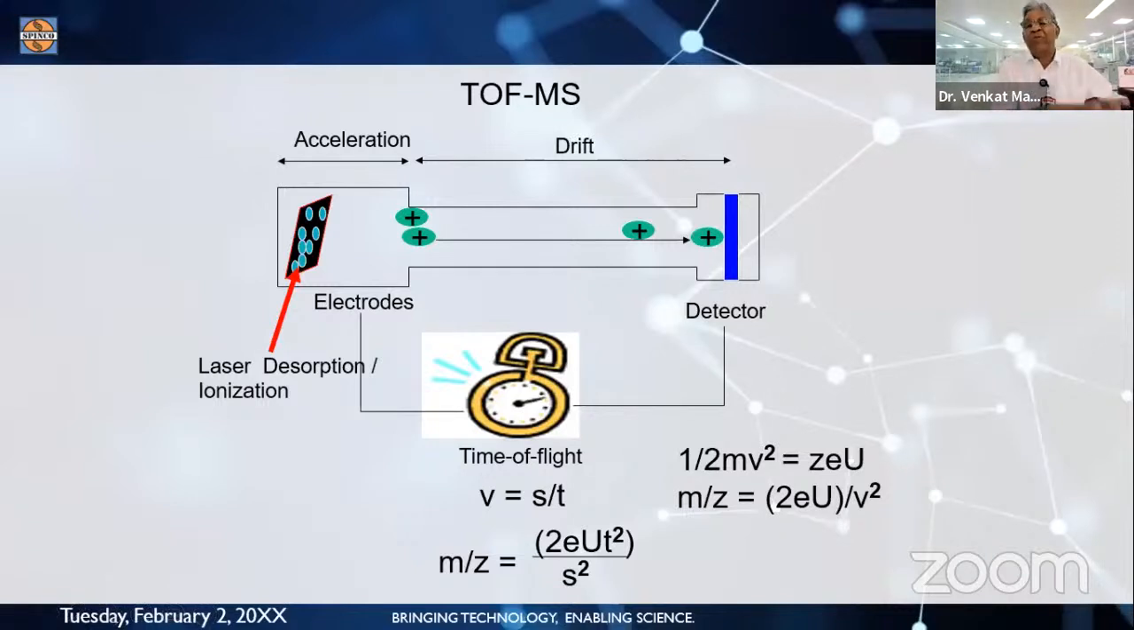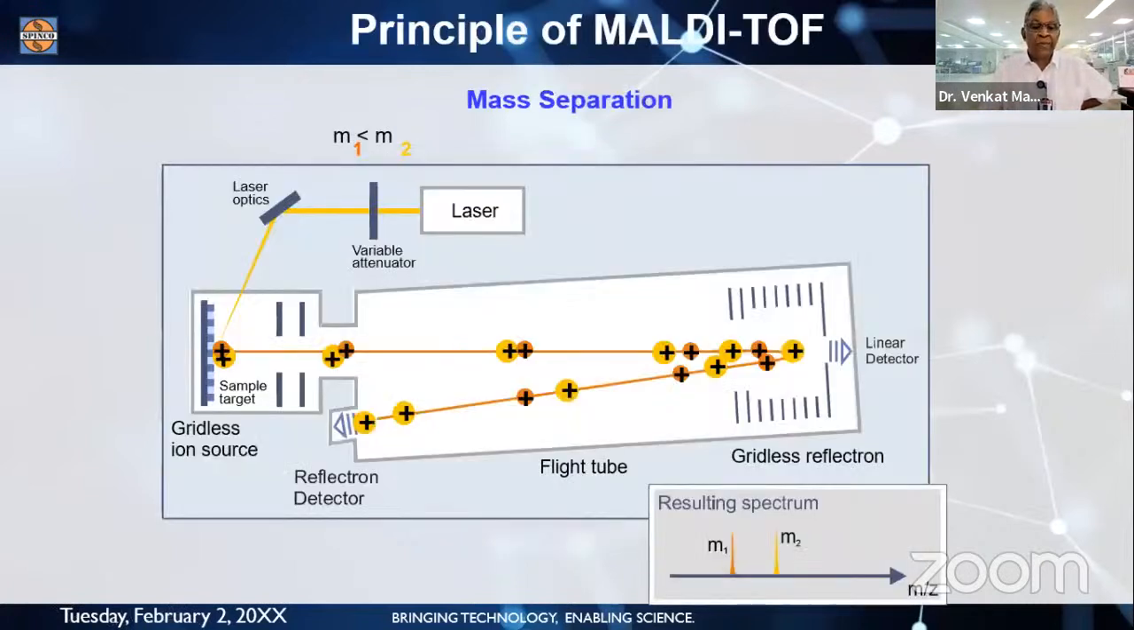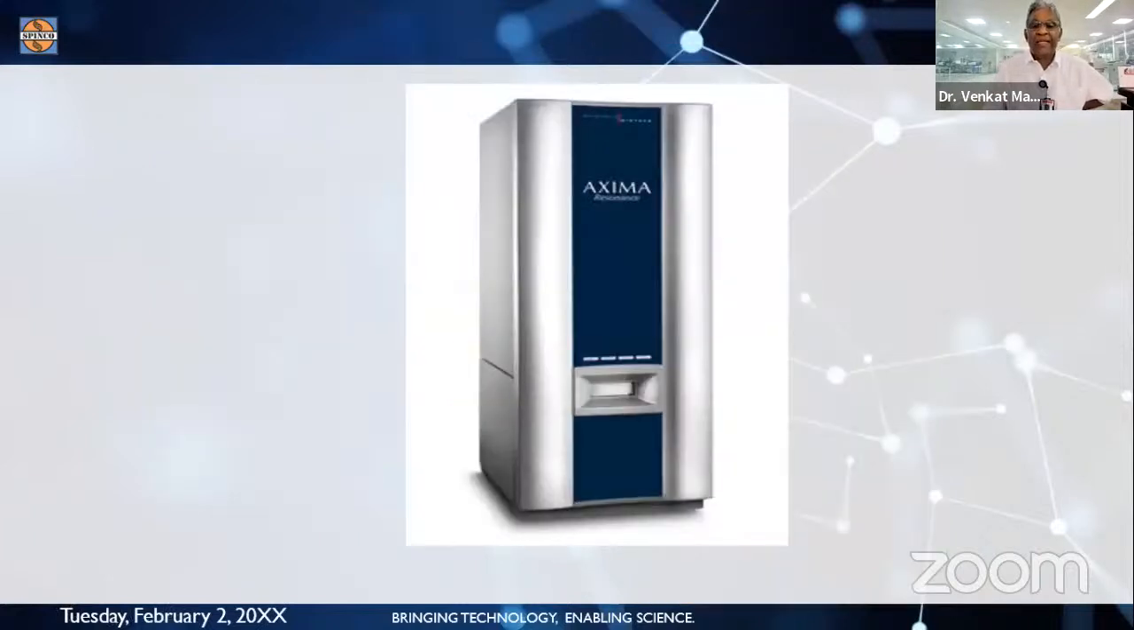I do not go into the full electronic details of this. This is a typical mass separation that happens in a MALDI-TOF instrument. And this is a typical MALDI-TOF mass spectrometer called Axima. This is a particular model of a manufacturer company.